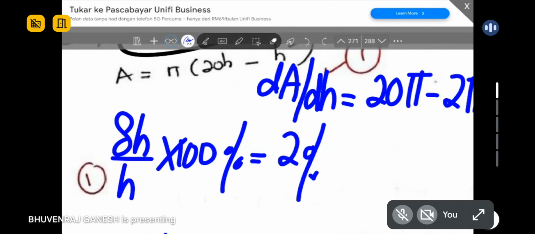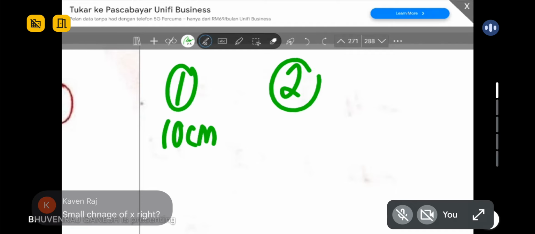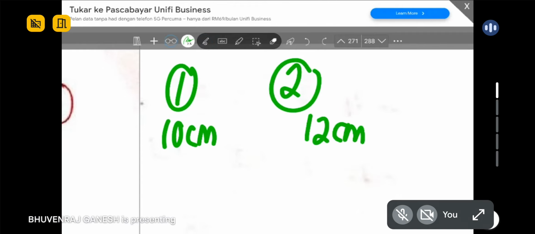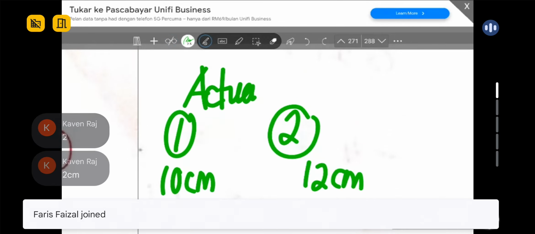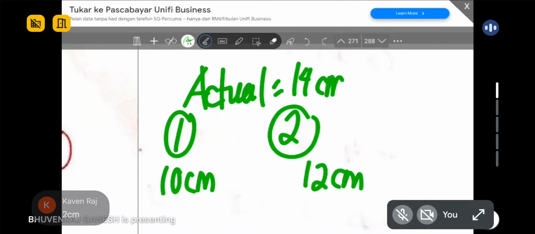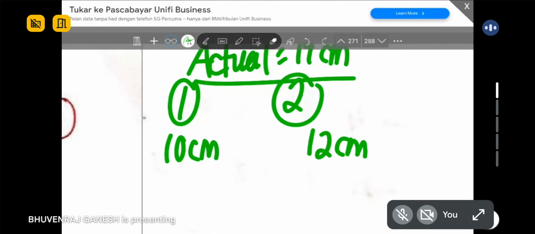I'll ask you a question, guys. What does the error mean? Let's say I measure a length of pencil. Saya ukur panjang pencil. Let's say the first reading I get is 10 cm, guys. The second reading I get is 12 cm. Bayangkanlah ukuran yang saya ambil. And then the actual value is actually 14 cm, guys. Panjang sebenar dia 14.